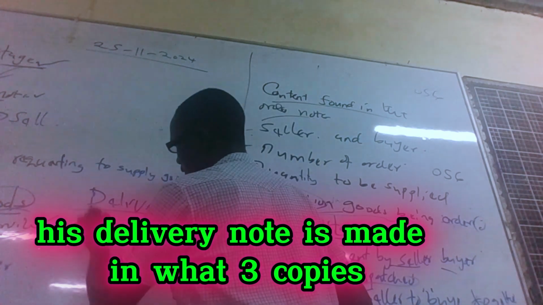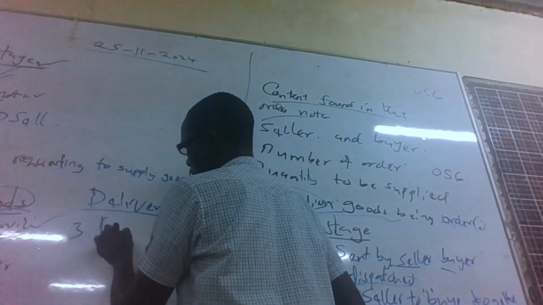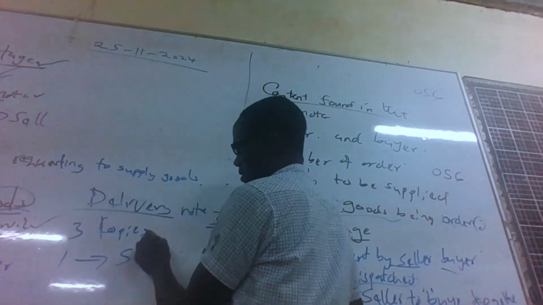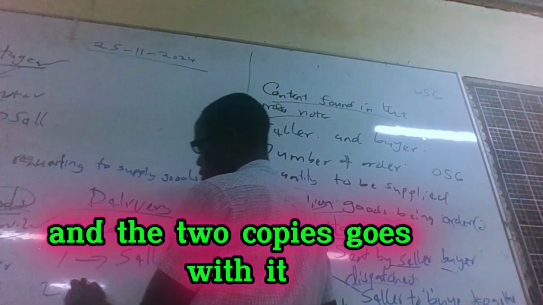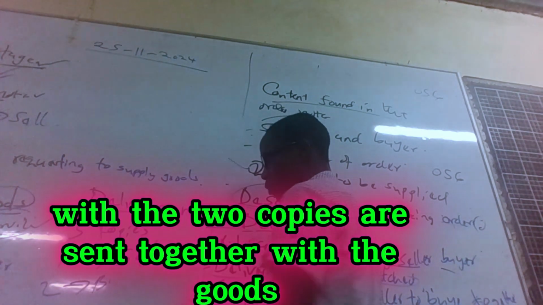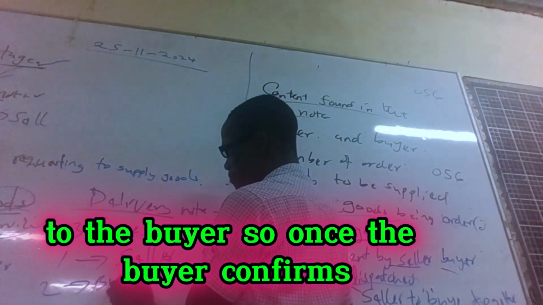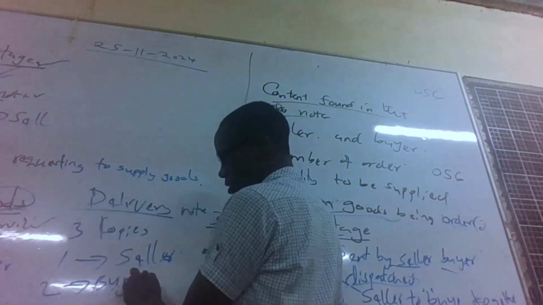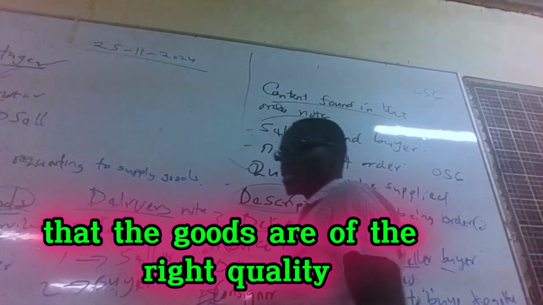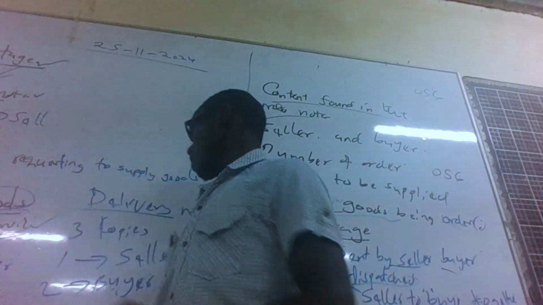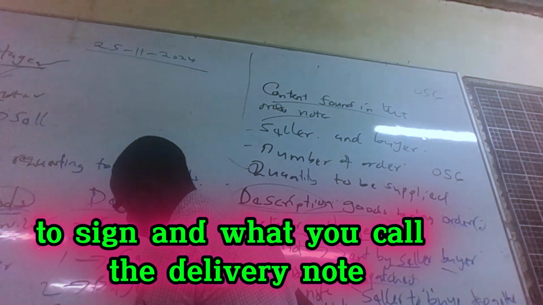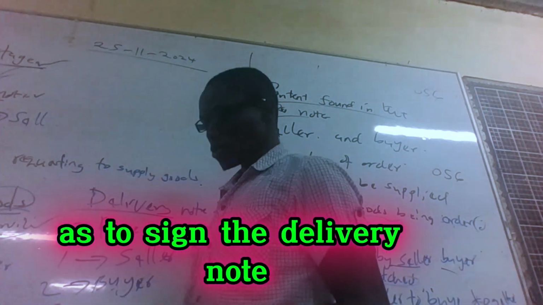The delivery note is made in 3 copies, meaning that the first copy remains with the seller, and the 2 copies are sent together with the goods to the buyer. Once the buyer confirms that the goods are of the right quality, quantity and descriptions, the buyer has to sign the delivery note.